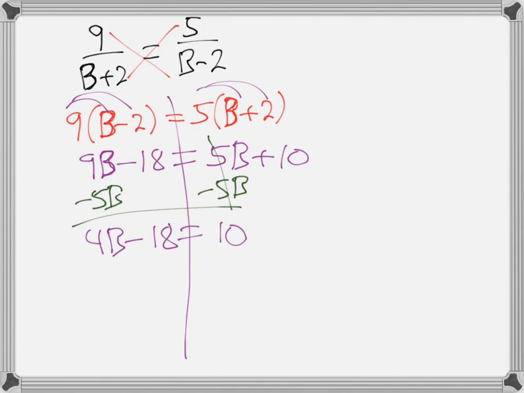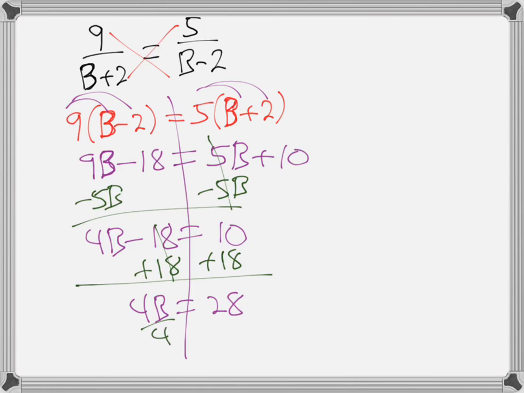Next step, add 18. 4b is 28. Last step, divide by 4. B is what, 7? The boat can do 7 miles an hour. That's the boat on its own.